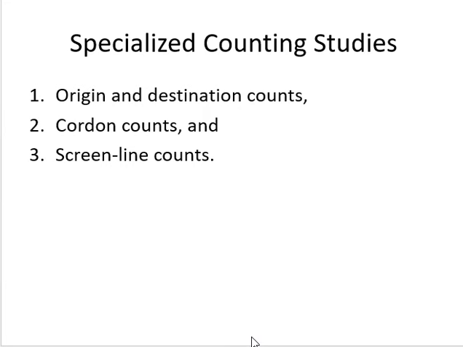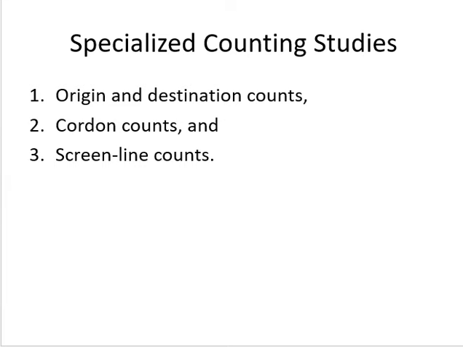Okay, now we are going to talk about specialized counting studies. The difference between these and what we have talked about earlier is that in specialized counting studies we are basically focusing on areas. So we are trying to find out how much traffic goes out of and into the area. There are three types of specialized counting studies that we will discuss, but there are others as well, and these are origin and destination counts, cordon counts, and screenline counts.